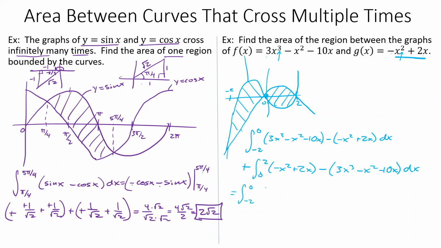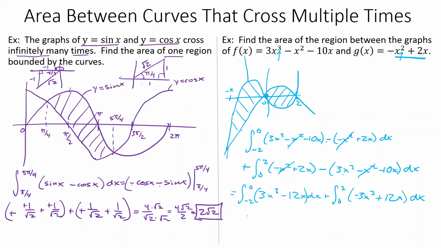So from negative 2 to 0, we've got 3x cubed minus x squared minus negative x squared. Those are going to cancel. Negative 10 minus 2x is going to give us a minus 12x. There's our first one. Our second integral from 0 to 2, let's see, we're going to have the negative 3x cubed. The x squareds are going to cancel again. 2x minus negative 10x, so that's plus 10x is going to be plus 12x dx. Notice it's pretty much the same function, just one of them is positive, one of them is negative.